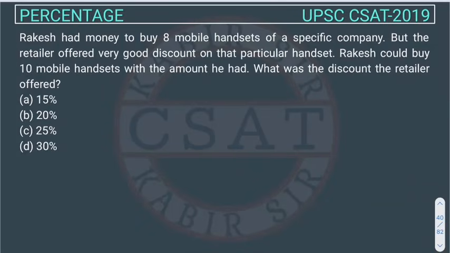So this is a question of percentage, right? This is a question asked in the UPSC CSET 2019 exam. So what is the question? Rakesh had money to buy 8 mobile handsets of a specific company, right? So Rakesh has money with which he can buy 8 mobiles.